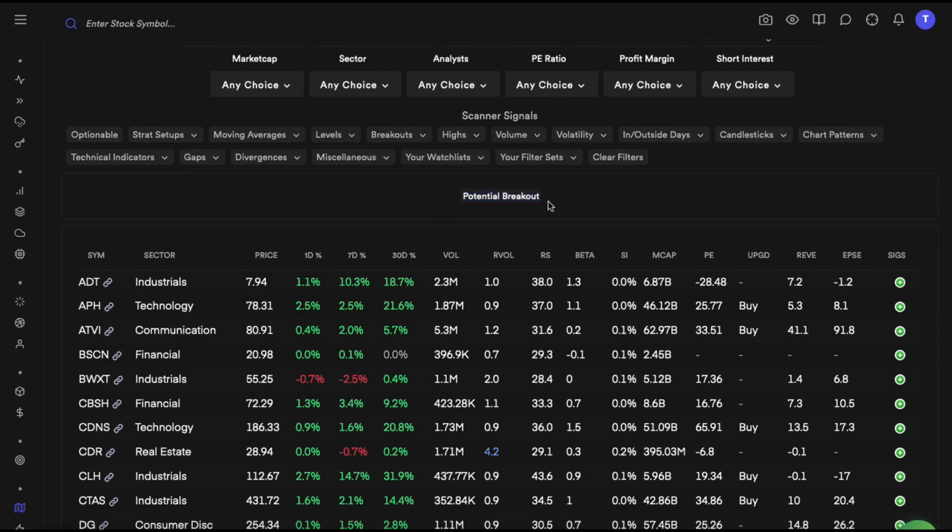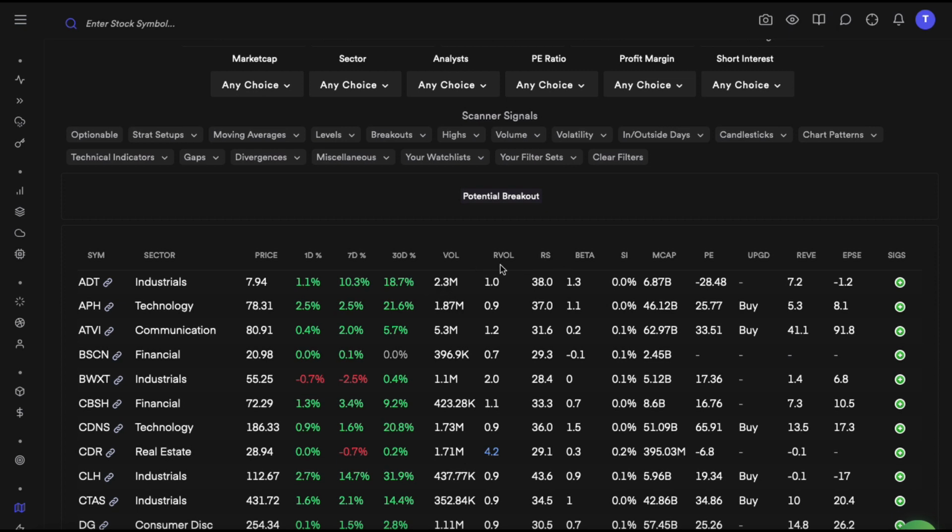These are the filters that you've selected. They go into this small box. Then we have the symbol, the sector, the price. Then we have the 1-day change. These are historical changes, not future predictions. The 7-day change and the 30-day change. Then we have the volume, the relative volume, the relative strength.